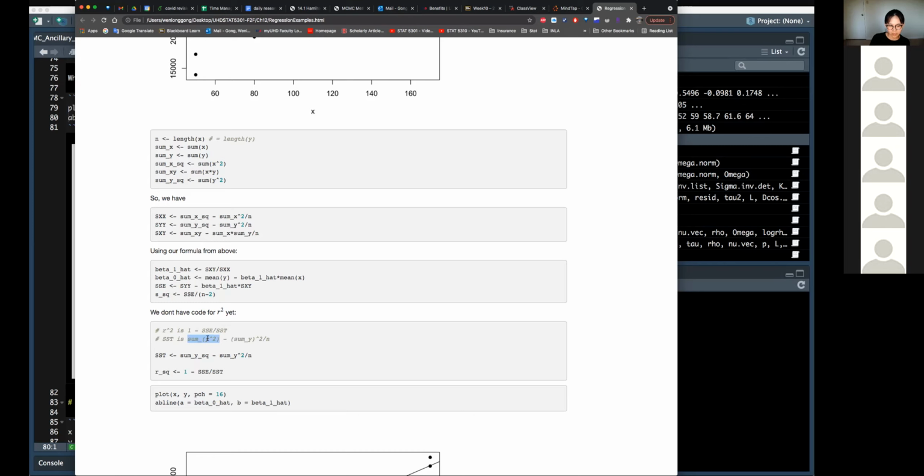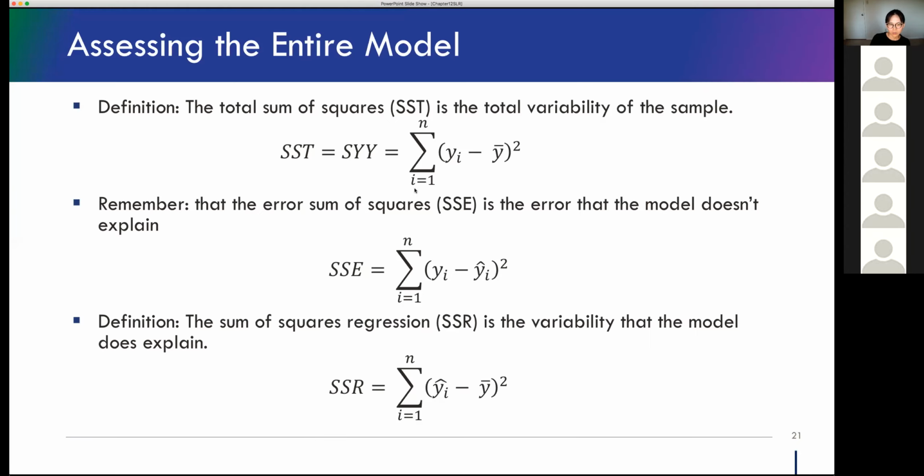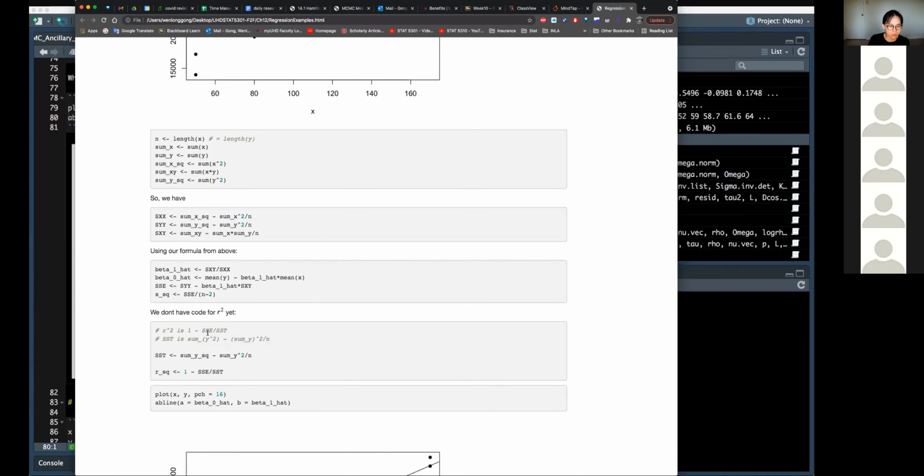First take the square of Y and then take the sum. And this minus the sum of Y, take the square of it and divide it by n. So this thing is equivalent to this. Okay, so we get this SST by this sum Y squared minus this divided by n. So this is our SST.